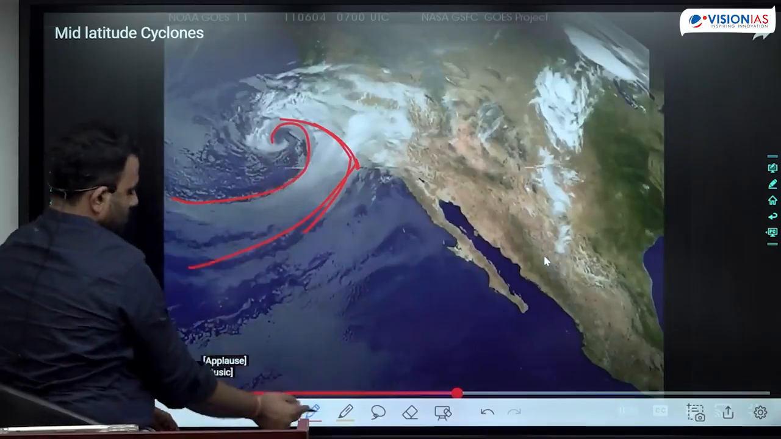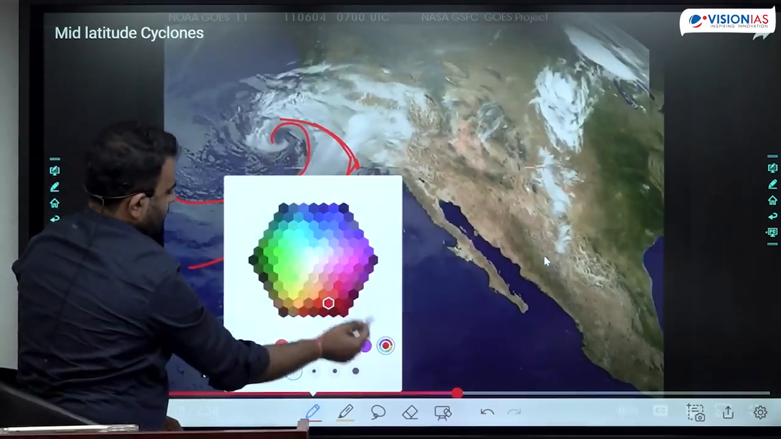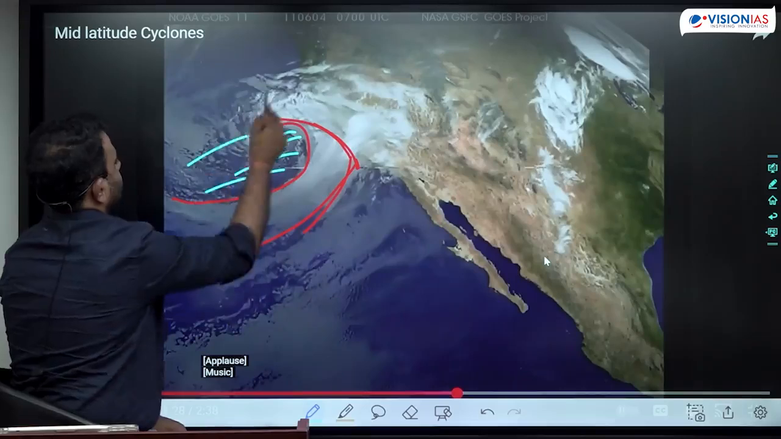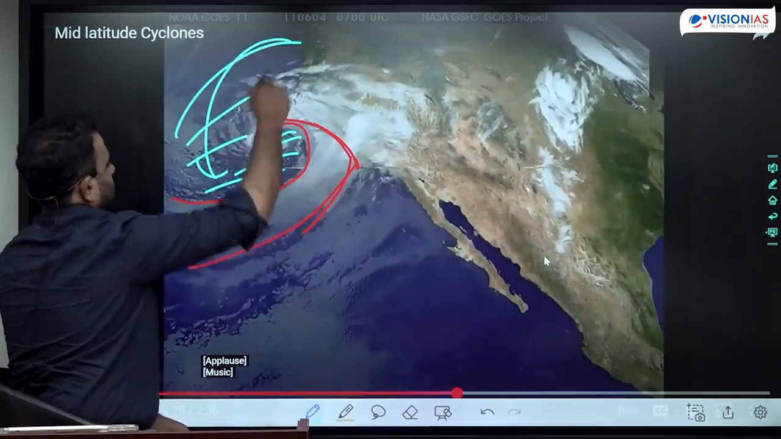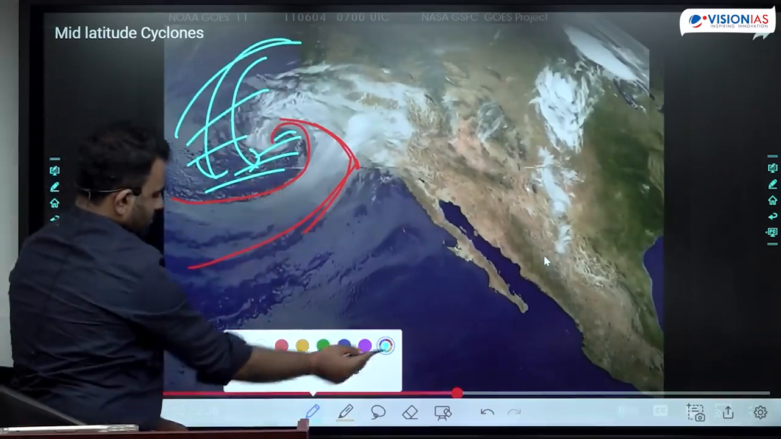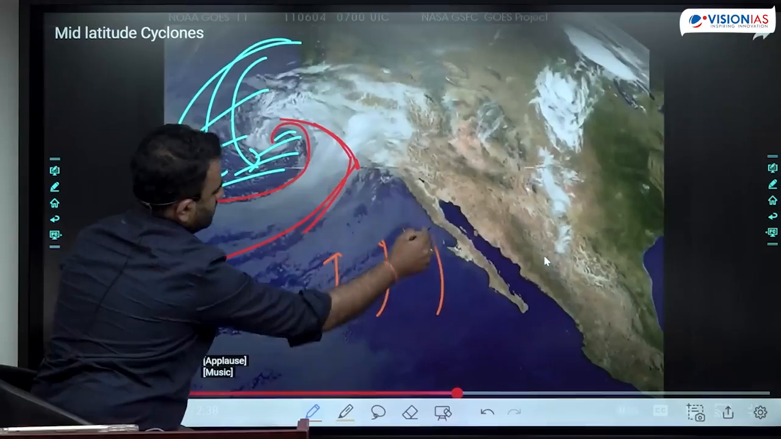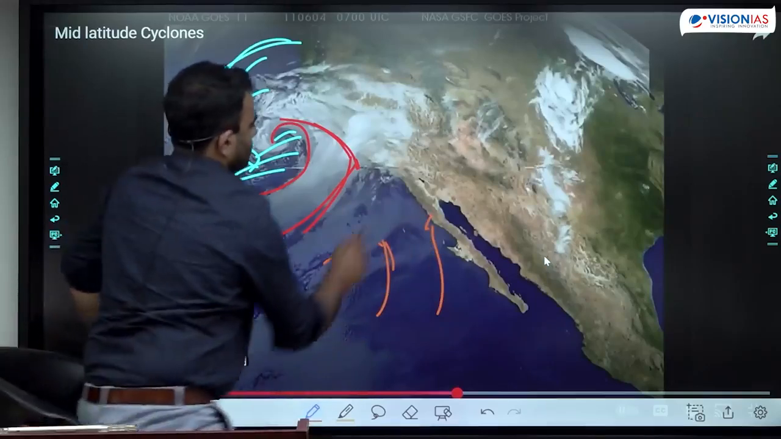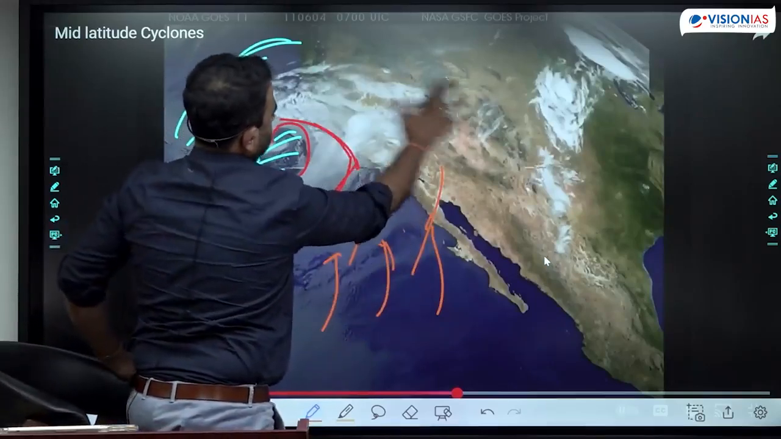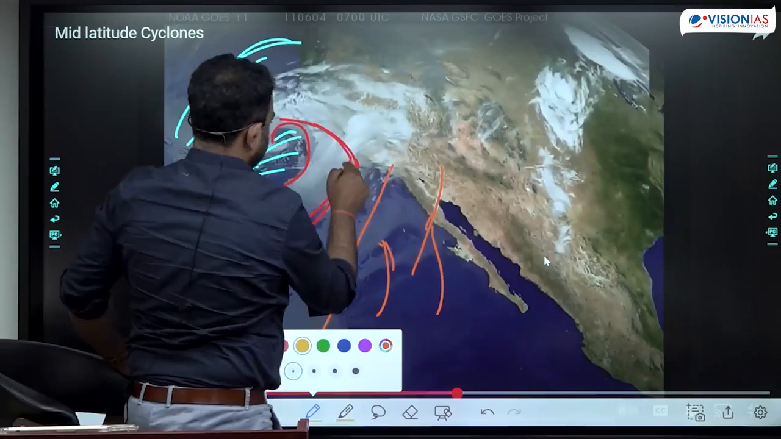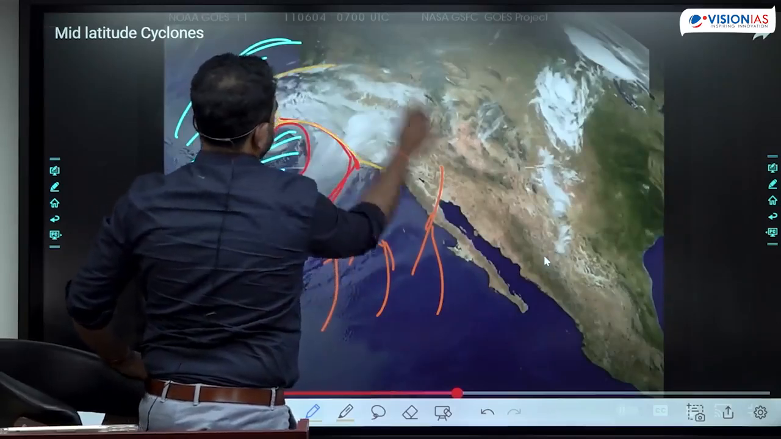Okay, so this is all cold air. Cold air is getting pushed like this. Okay, where is the warm air? This is all warm air. It is moving like this. As the warm air gets moved here, can you see dispersed clouds? Okay, this is all nimbostratus clouds, dispersed clouds.